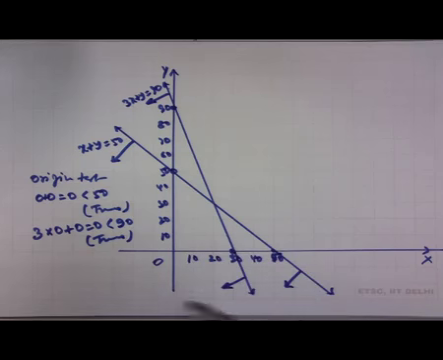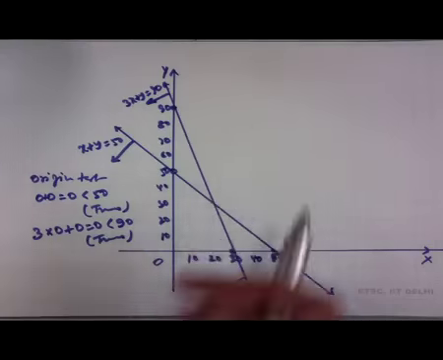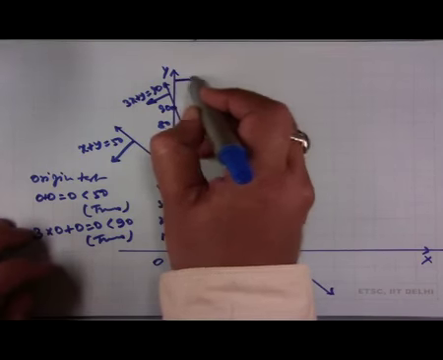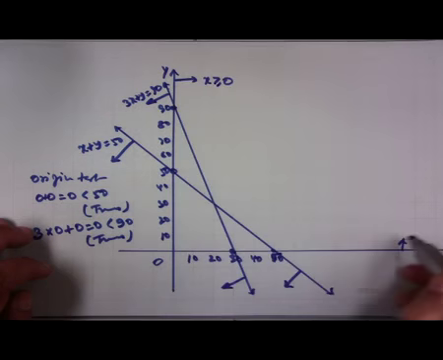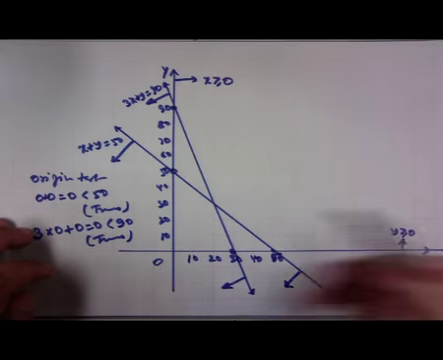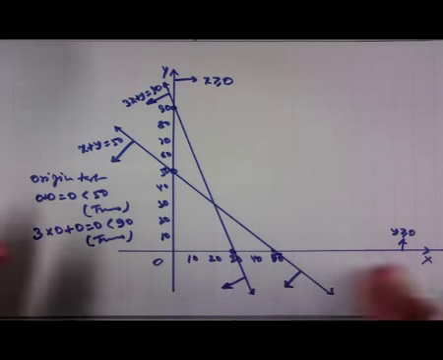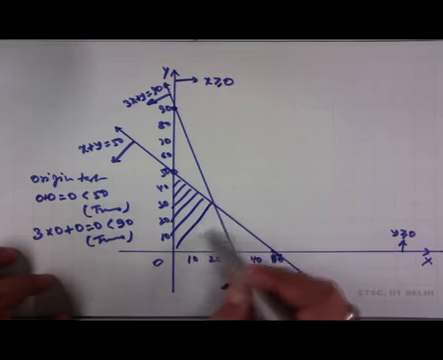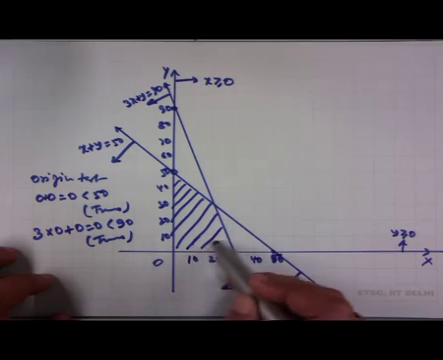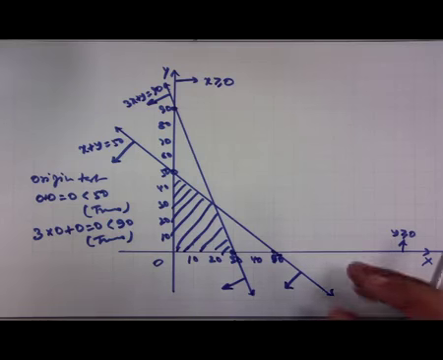Now the decision variables x and y have non-negative restriction, so the region must be defined in the first quadrant only. This is x greater than equal to 0 and this is y greater than equal to 0. So when you consider all these conditions, we will find this will be the feasible solution region.